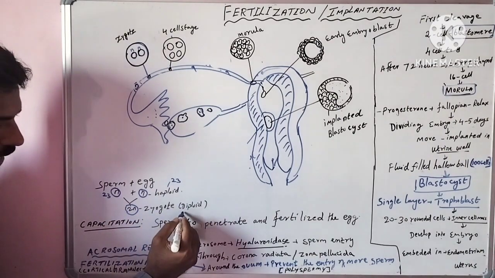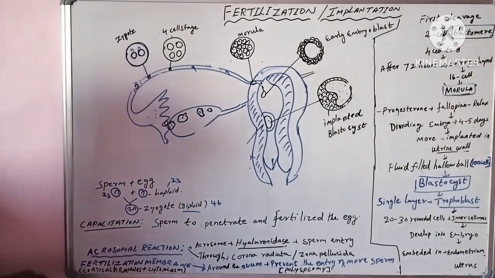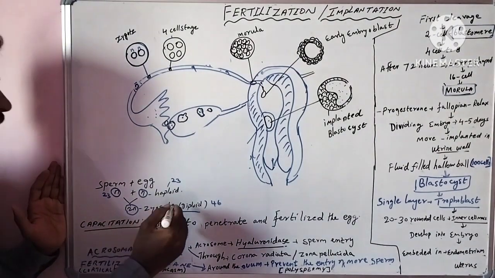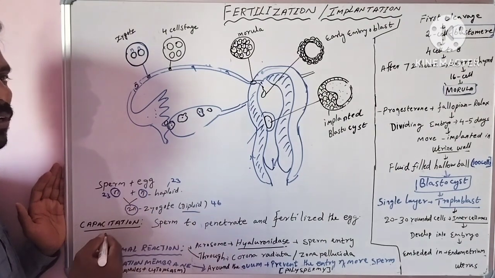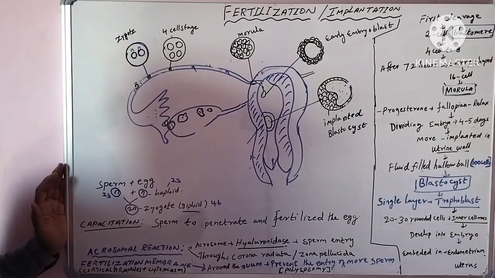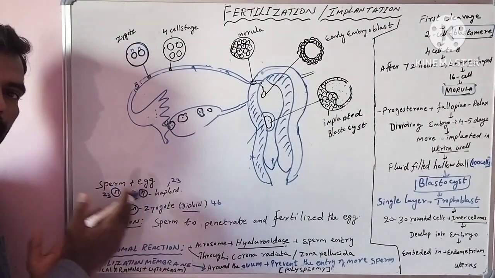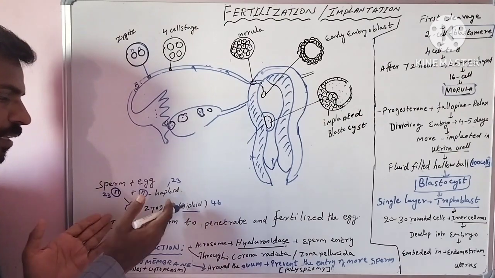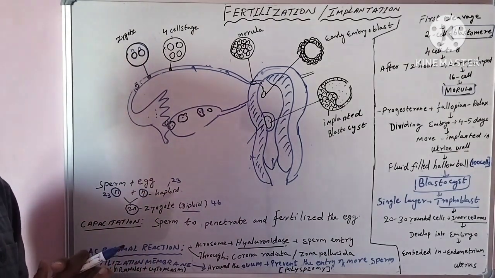2n number of chromosomes, diploid. Diploid means 46 chromosomes. That process is known as fertilization. The fertilized egg is called a zygote. For example, the fusion of male and female gamete forms a zygote, and that process is called fertilization.